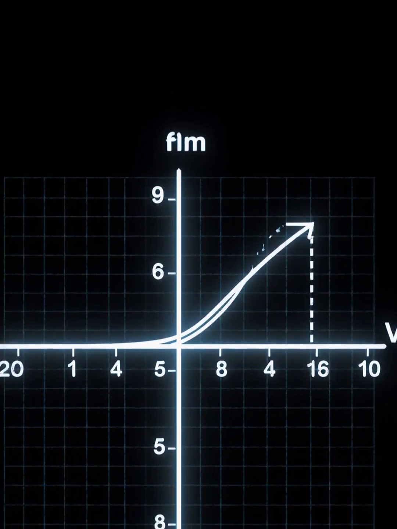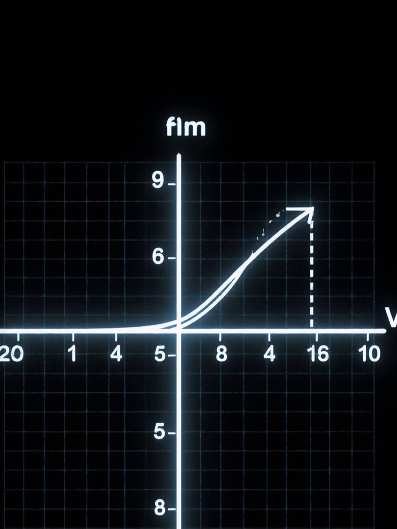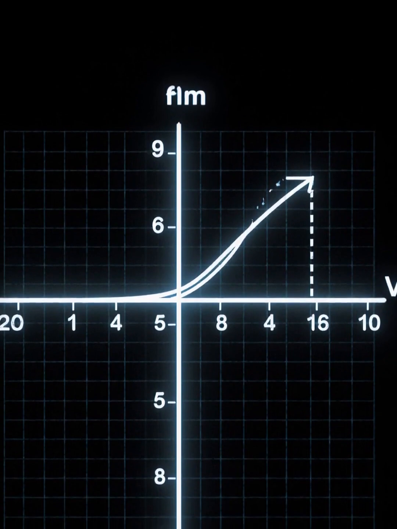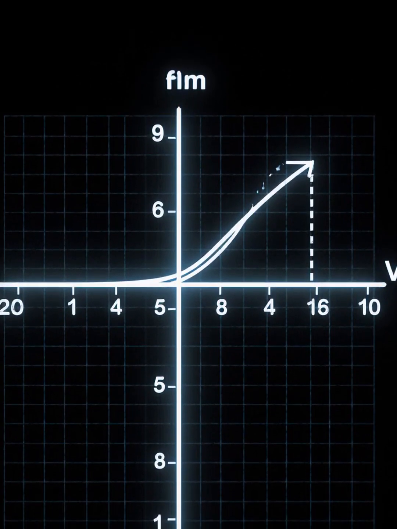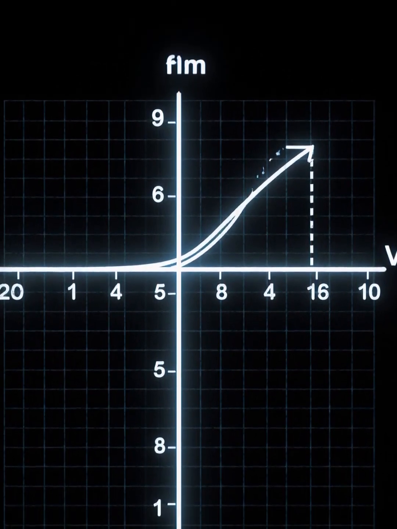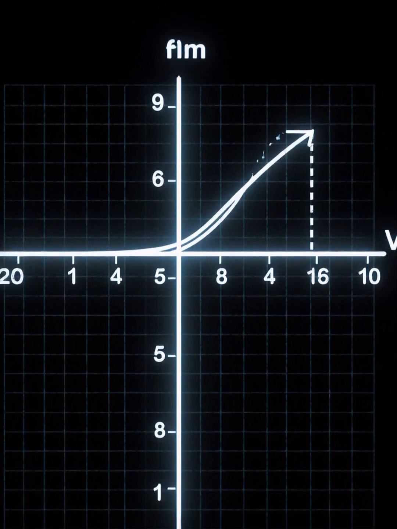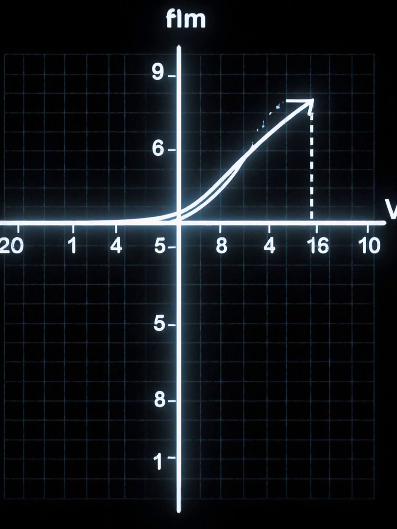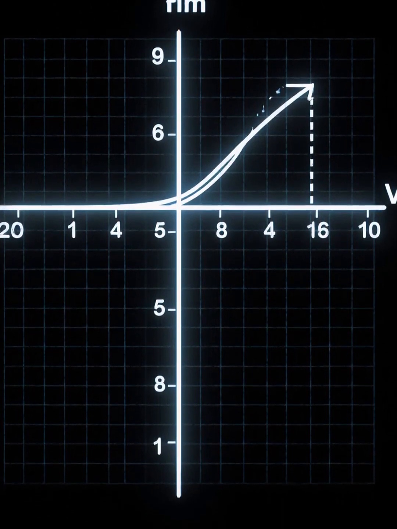Graph. A plot of pressure, P, against volume, V, produces a rectangular hyperbola. Conversely, a plot of pressure against the inverse of volume, 1 divided by V, results in a straight line.